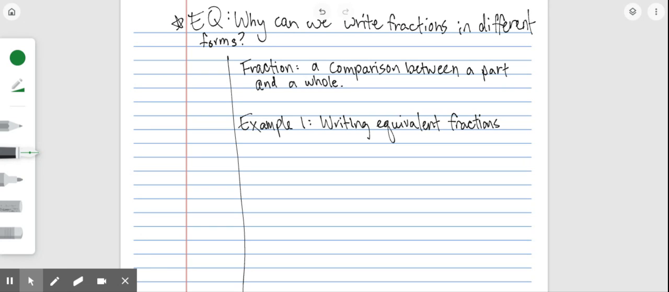So we're going to write some equivalent fractions. We're going to start with 1/2 because I think it's the easiest one and it's the one that people know the most. So equivalent fractions to 1/2. If I took a little drawing and I split it in half, 1/2 would be just one side of it, right?